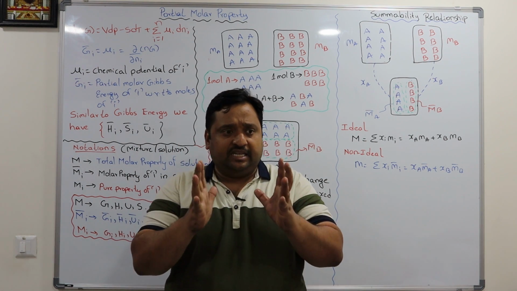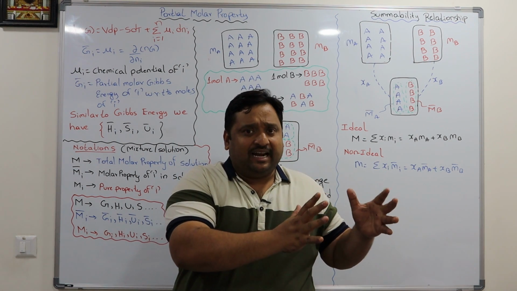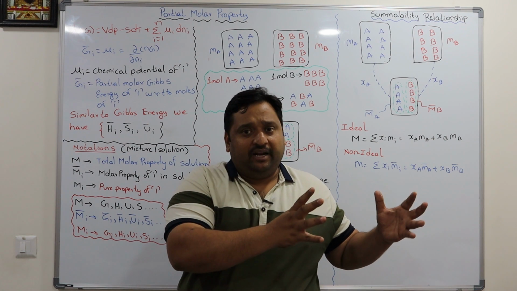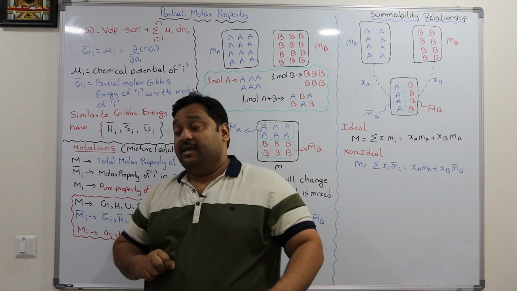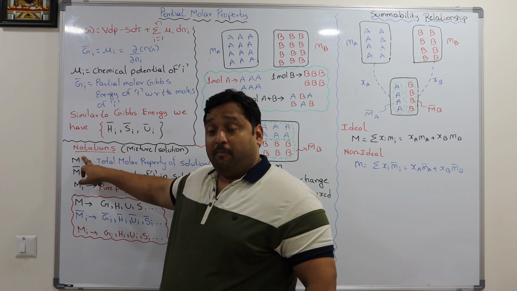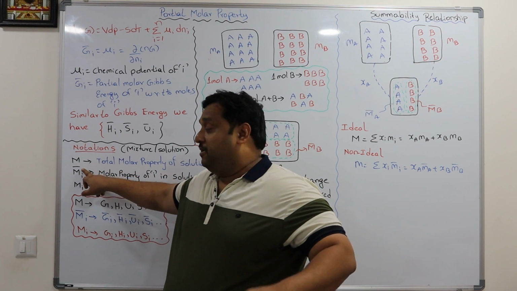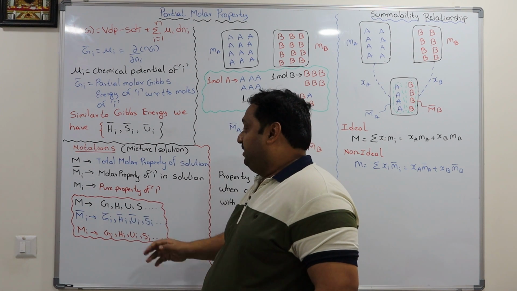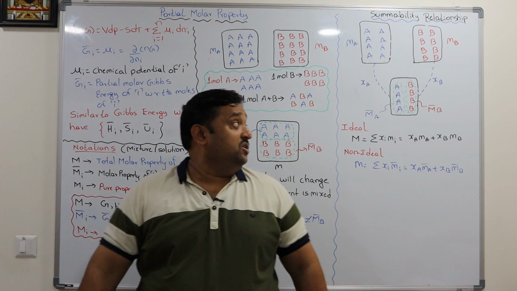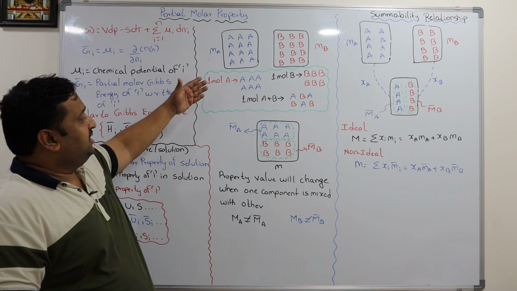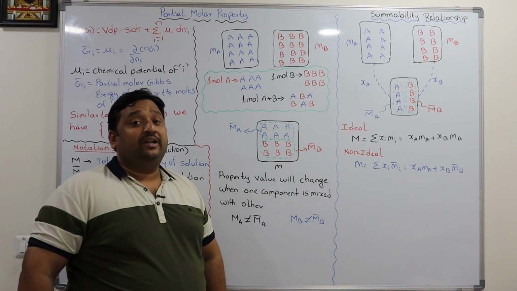If only A is there in the container, the property of that particular A is represented by Ma, and for B, Mb. So M is the total property, M bar i is the partial property, Mi is the pure property. That is what has been represented here. M can be anything. So let us see, what is the importance of partial property?